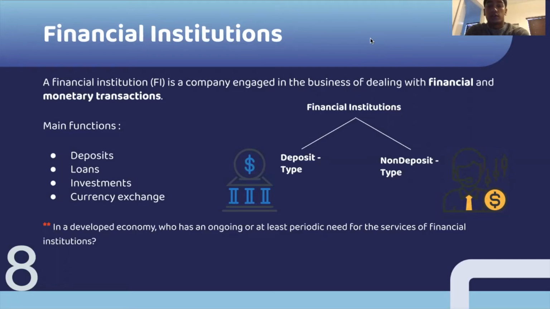So the main functions that these financial institutions take care of are deposits, loans, making investments for you, and currency exchange. Financial institutions are a very big and important part of the economy in almost every country. And just to highlight how important these institutions are, we have a question here. In a developed economy, who has an ongoing or at least periodic need for the services of financial institutions? Virtually everyone. So if you live in a developed economy, there's a very, very high chance that you use one of these financial institutions for your day-to-day life.